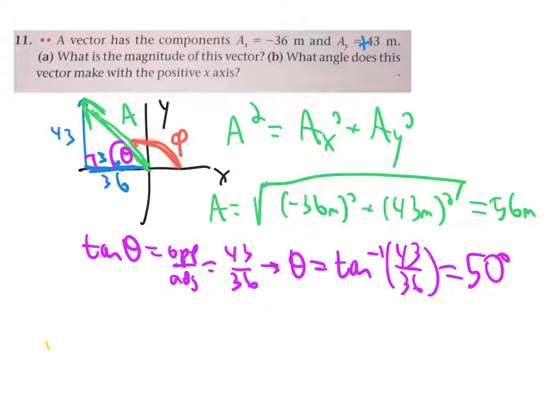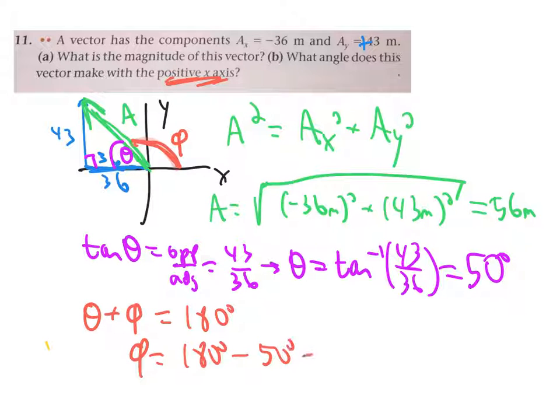50 degrees. Sadly, of course, they want not that. They wanted the angle with the positive x-axis, but that's okay because I can see that theta plus phi together make up a straight line, so they add to 180. So phi must be 180 degrees minus the 50 degrees, or 130 degrees. So that wasn't so bad.